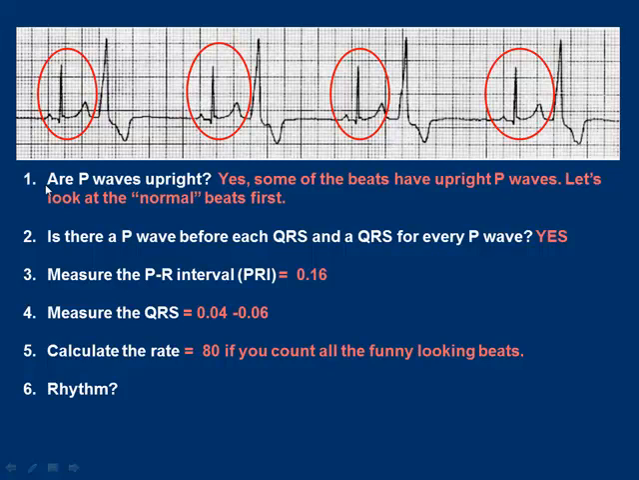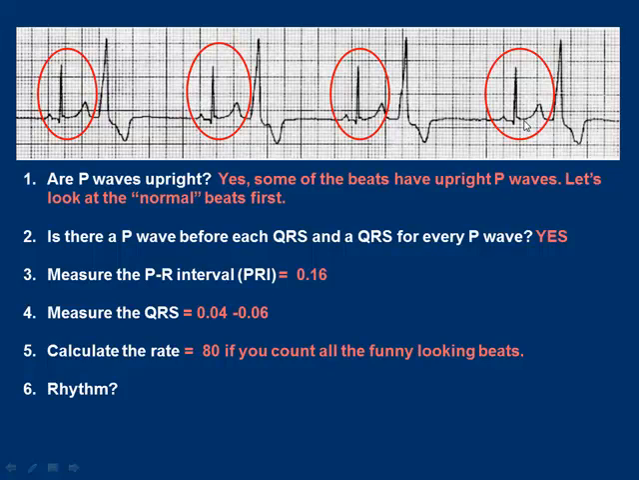And when I ask the question, P waves upright, I can see that in our normal looking complexes, the PQRS complexes, there are those beats and they have normal upright P waves. So we're going to focus on these normal beats, this beat, this beat, this beat, this beat, these normal looking beats. Those came from the SA node. So is there a P wave before each of these normal looking beats?